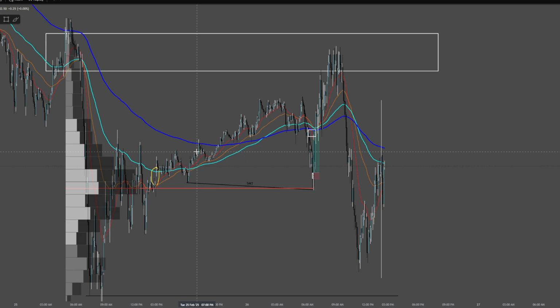Third, confirmation. Do we get a close above or below? I personally like to wait for breakouts. That's my style of trading. I look for a retracement and then a breakout. So a nice close above or below, whatever section we're trading. After that, just go for your target.